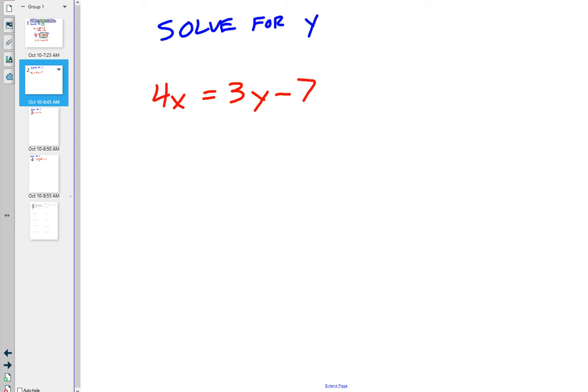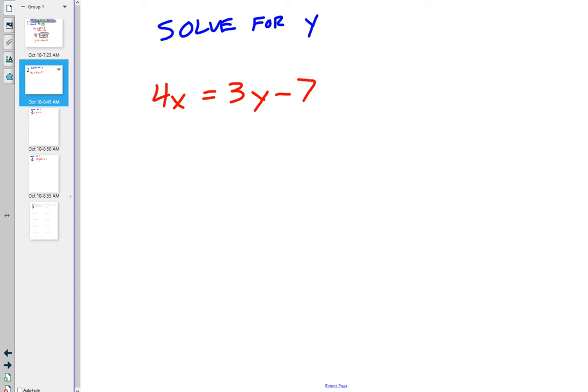Solve for y again. In order for this y to be by itself, what do I have to cancel out? The 3n? No, I don't want to. If I cancel the y, it wouldn't be by itself. So the 3 and the negative 7. If I can get rid of the 3 and the negative 7, the y would be by itself. So that's the what. Now let's go with the when.